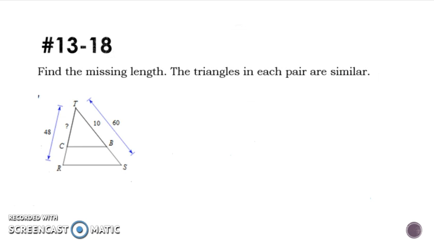Now some of these questions, we're going to have to set up proportions to find the missing length. But here, we're just matching the sides. So on the left side, we have x and 48. On the right side, we have 10 and 60. So x over 48, 10 over 60. Cross multiply, you get 60x equals 480. Divide by 60, and x equals 8.